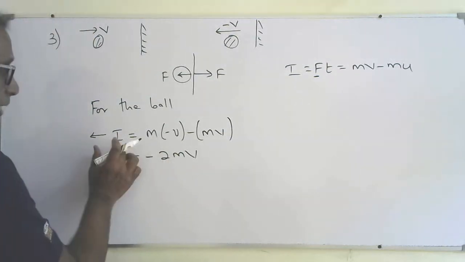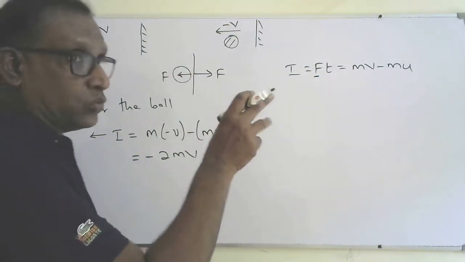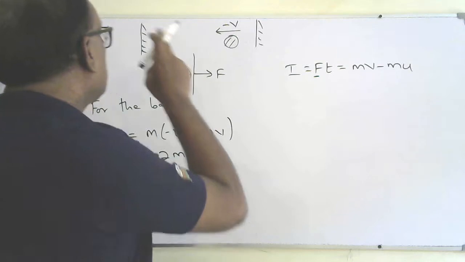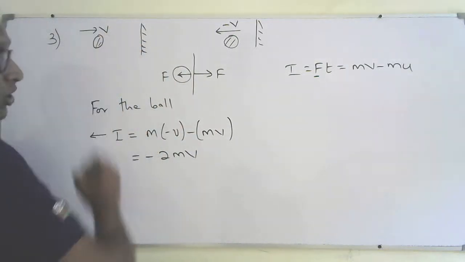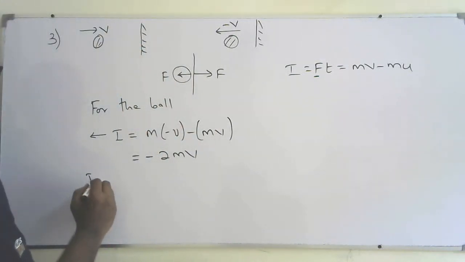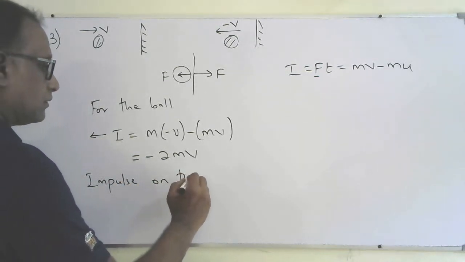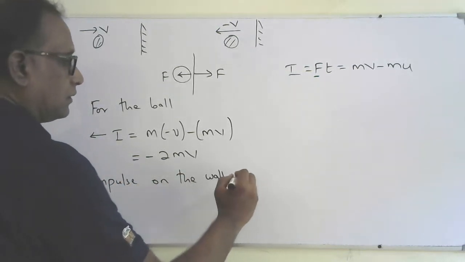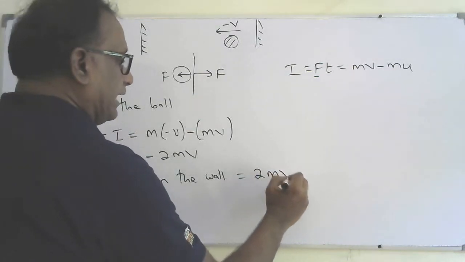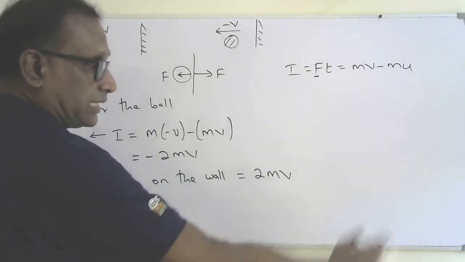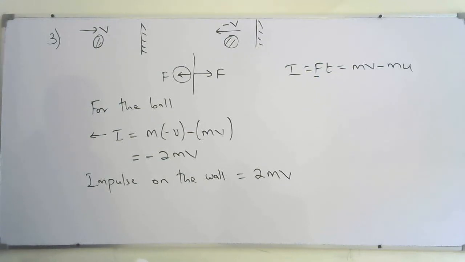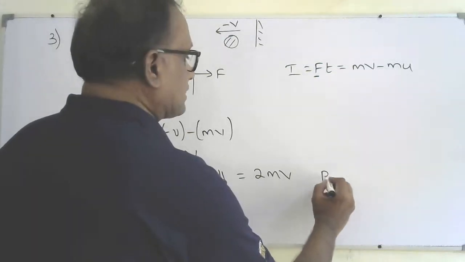Therefore, the same magnitude of impulse on the wall is towards right. Towards right is given positive according to the question. So the impulse on the wall is equal to 2 mv, which is positive, meaning towards right. So the correct answer is B.